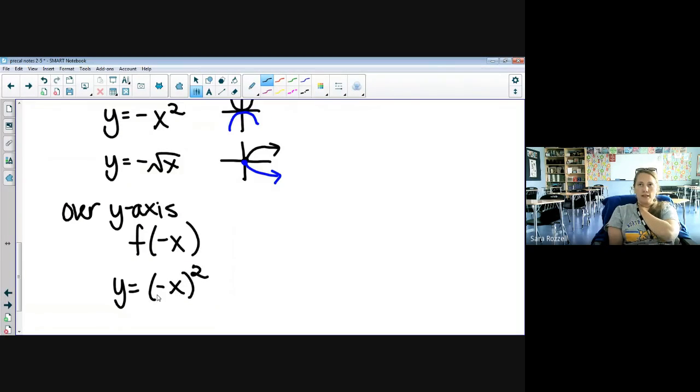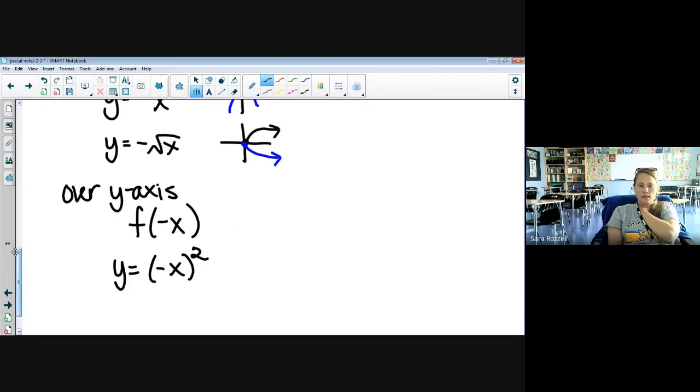This is in the parentheses with the x, so that's going to be over the y-axis. It's not sitting in the front of the function. It's inside of the operation with the x. Okay? Same thing with the square root. If it's inside of the square root, that's going to be over the y-axis. I'll show you the square root picture.